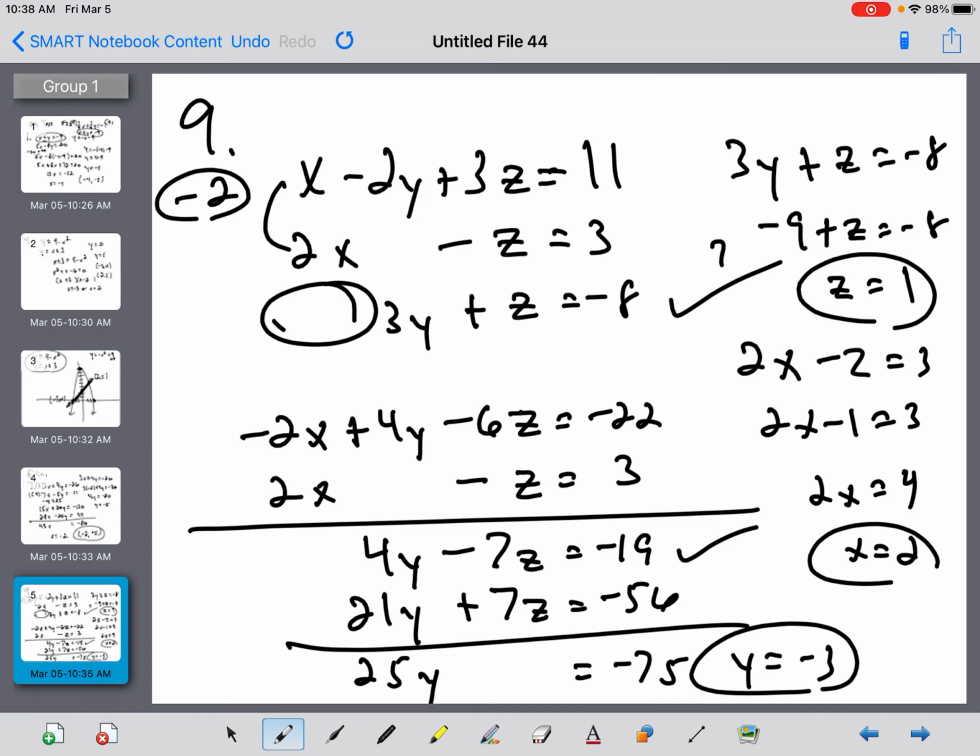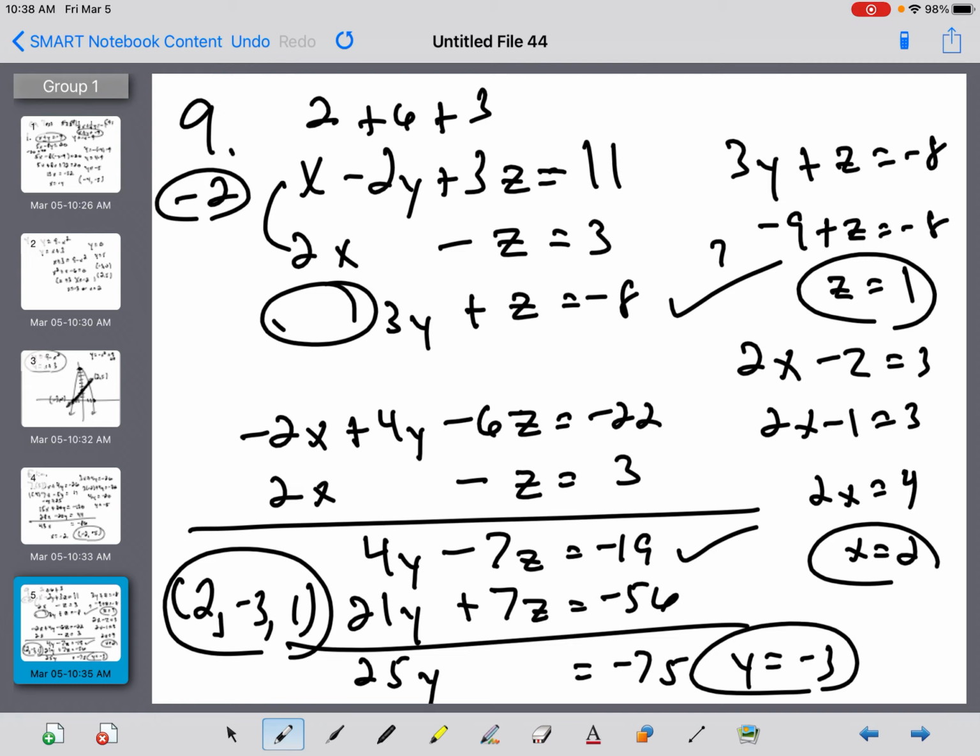I got a little cluttered on one screen there. So your final ordered pair triple is 2 comma negative 3 comma 1. Now you should go back and check it. So this would be 2 plus 6 plus 3, and you get 11 equals 11. 3 times negative 3, negative 9, plus 1, that's negative 8, so it checks with all three.